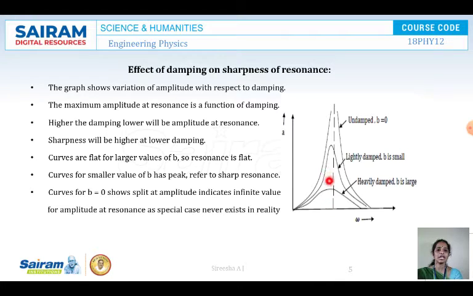This is at resonance. Sharpness will be higher for lower damping. Sharpness is more, the peak is more, for lower damping. For lower damping, the peak is sharp. Sharpness will be high when the damping is small.